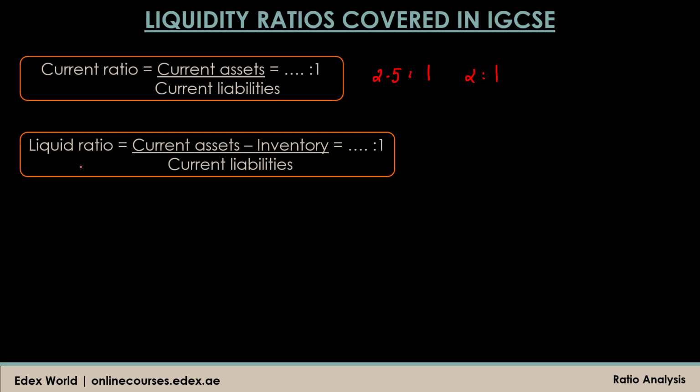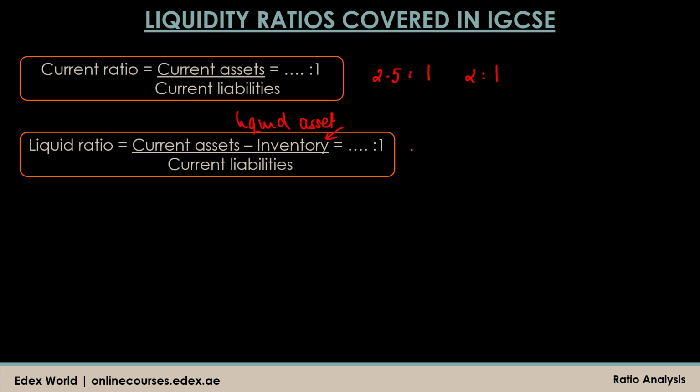And the second one is the liquid ratio. The change in this ratio compared to the previous one is that in the numerator, we are only taking liquid assets. So what do you mean by liquid assets? Out of all the current assets, if I deduct the inventory, I get liquid assets. So the trade receivables, the cash balances, bank balance, all these are liquid assets. So in the numerator, I'm just taking liquid assets. That when divided by current liabilities, we get the liquid ratio.